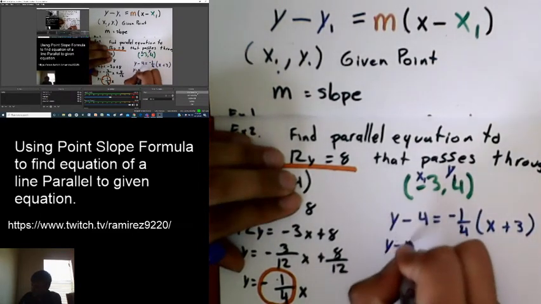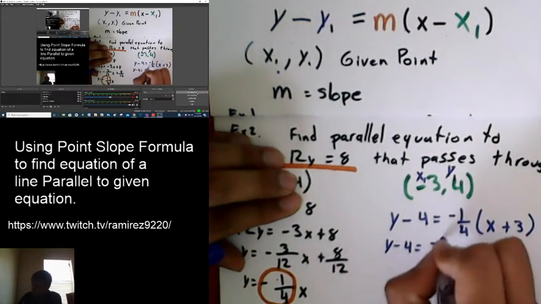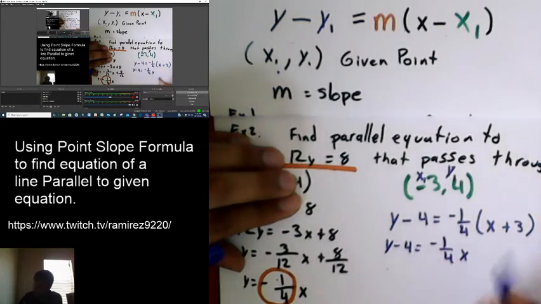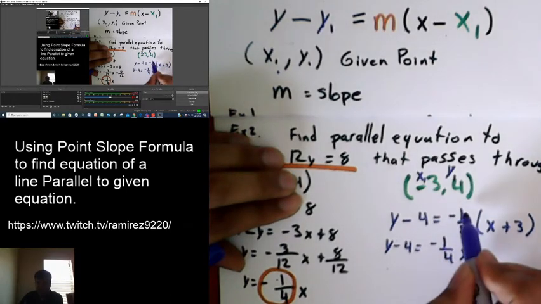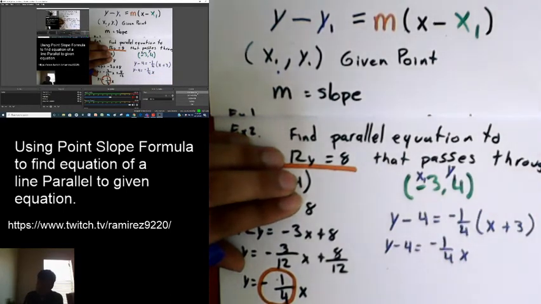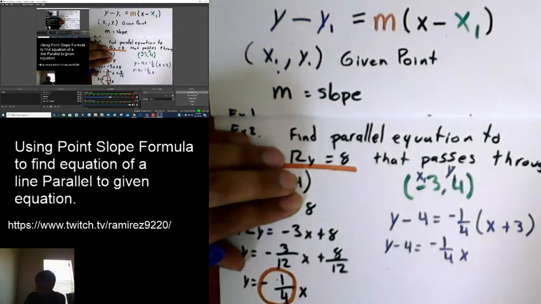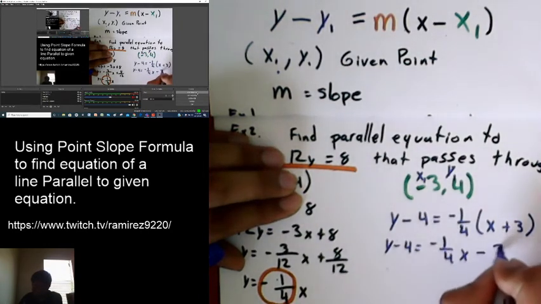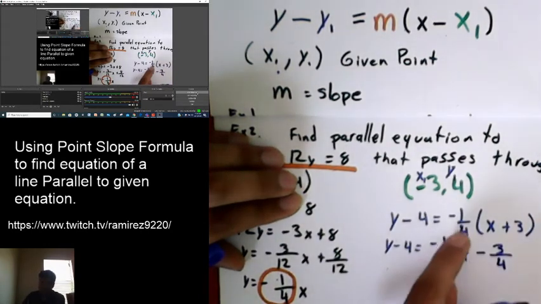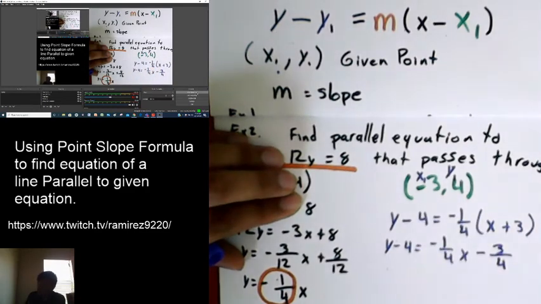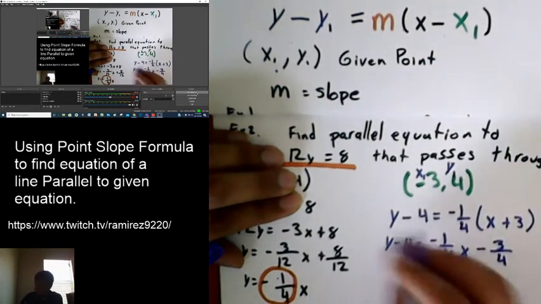So y minus 4 is equal to negative 1/4x times this number. All you have to do is take this number and multiply it by its numerator. 1 times 3 is just 3. And it was a negative, so negative 3/4. Still, by the 4. Plus 4 plus 4.